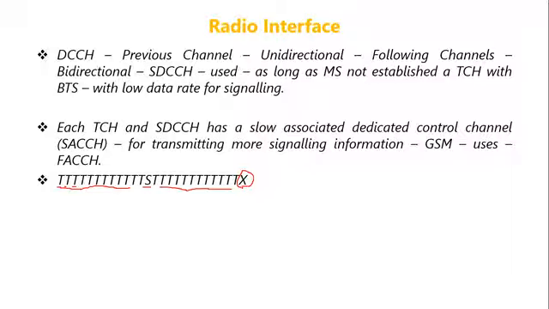So this pattern of 26 slots in total is repeated again and again. In this case, out of 26 slots we are using only 24 slots for TCH/F. TCH/F is the traffic channel at full rate.